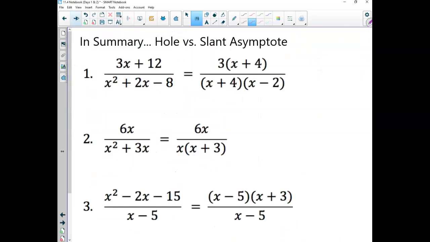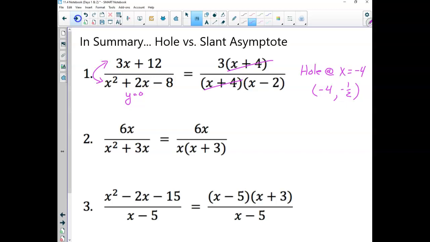So then last thing we're going to do, in summary, we're going to look at a hole versus a slant asymptote. Well, right away I can see this is not possible to have a slant asymptote because the top is smaller than the bottom. This is going to have a horizontal asymptote at y equals 0. But as I factor it, this is going to have a hole at x equals -4. So I would find my hole by plugging -4 into my reduced function of 3 over x minus 2, which is going to give me 3 over -6, or -1/2, the location of the hole there, all right?